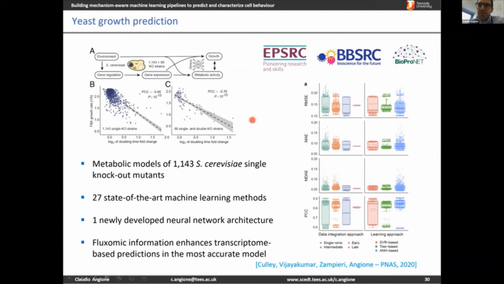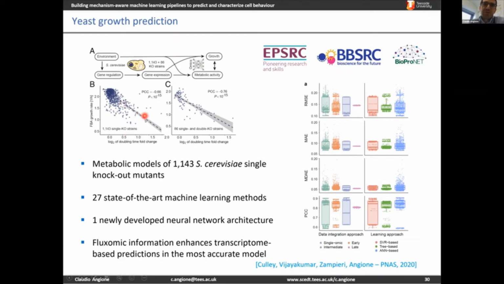This was one of the latest case studies we did on yeast. As I mentioned, we were trying to predict growth rate on single knockout and double knockout strains. Actually, what we did is that we trained our machine learning method and metabolic model on single knockout strains. So we learned these data.